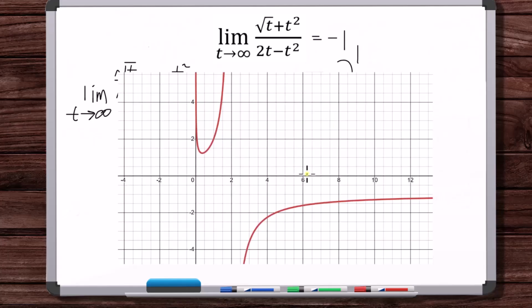If we take a look at the graph, as the input t goes to infinity, it does look to be the case that you have a horizontal asymptote at minus 1.